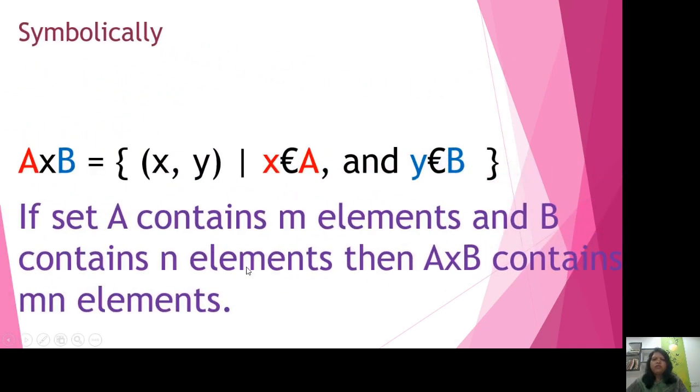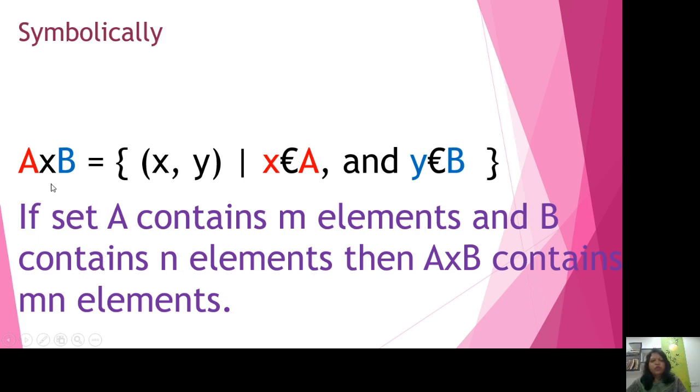Now, symbolically, how can we write the Cartesian product of two sets A and B? It is written as A cross B is equal to the set of all pairs (x, y) such that x belongs to A and y belongs to B. So, this is our definition of Cartesian product.